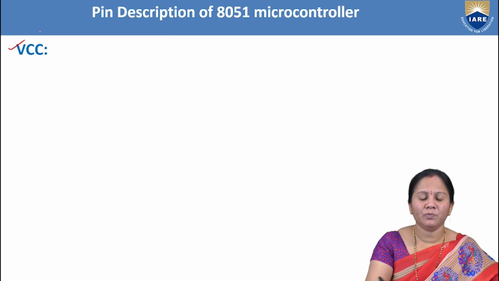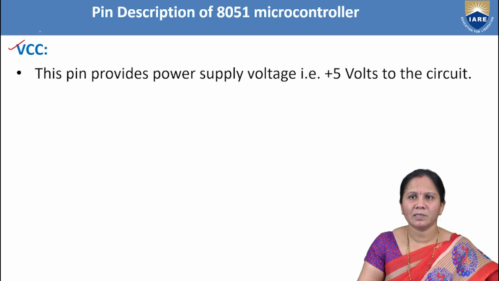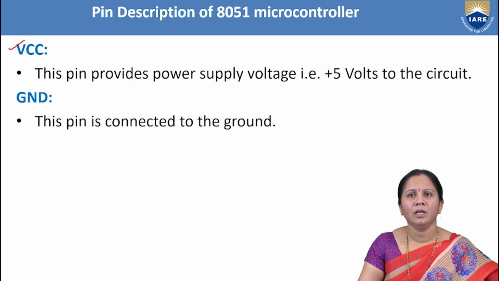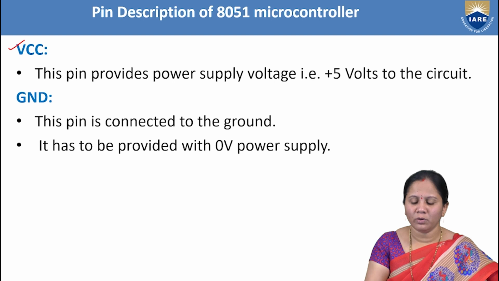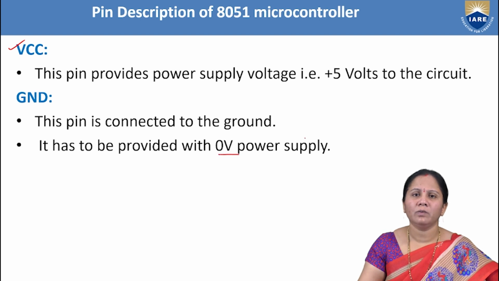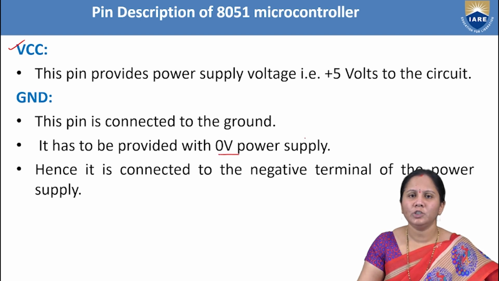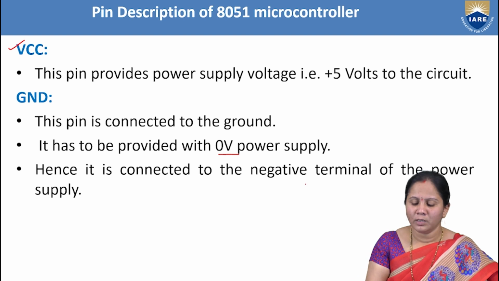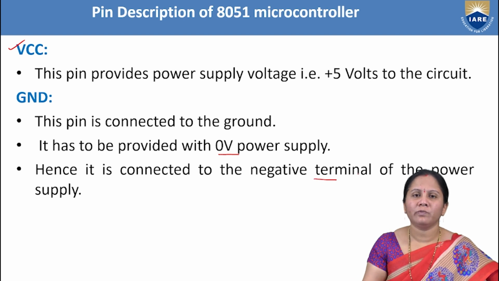And another signal is VCC. It represents the power supply, plus 5 volts DC supply. And another one is ground. It is the ground connection for the 8051 microcontroller. When the power supply is connected to ground, it will be 0 volts. So it is connected to the negative terminal of the power supply because it is ground.